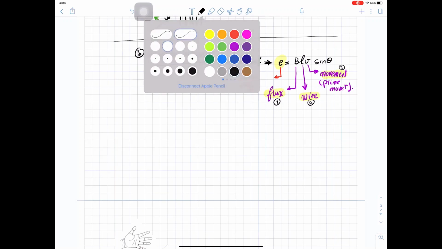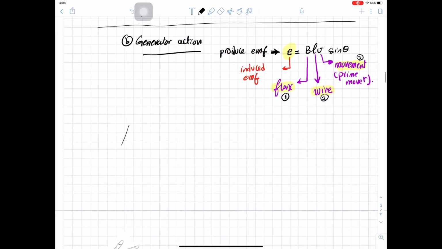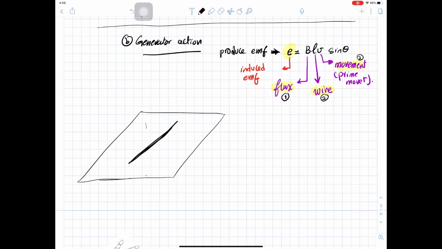So if we start to say, you will assume that we have a plane, and here is the wire, and this wire is subjected to flux, so the flux is vertical going into the paper here. So this is the paper, okay, and on this paper we have the wire and the flux is vertical. This is the flux.